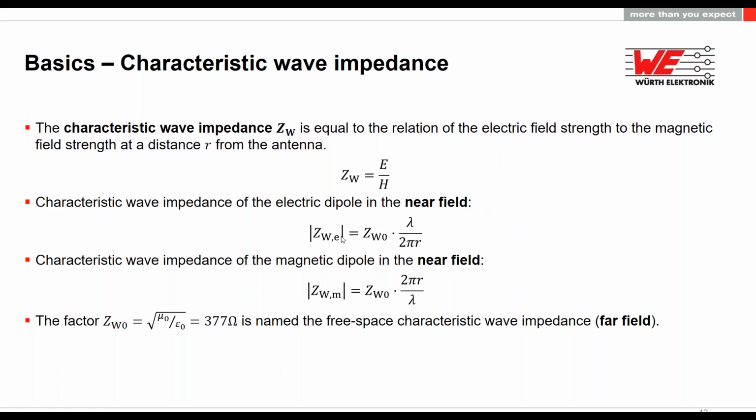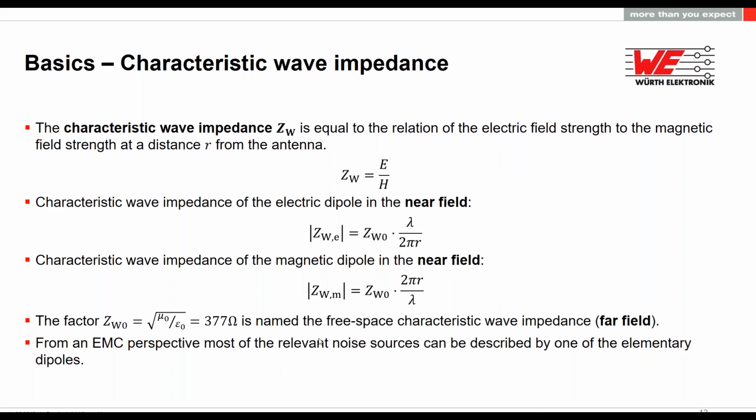As we can see, the main difference between the electric and magnetic field is that the pi is moved from the numerator to the denominator, and the factor for the far field wave impedance can be calculated as this one. This is also called the free space characteristic wave impedance.